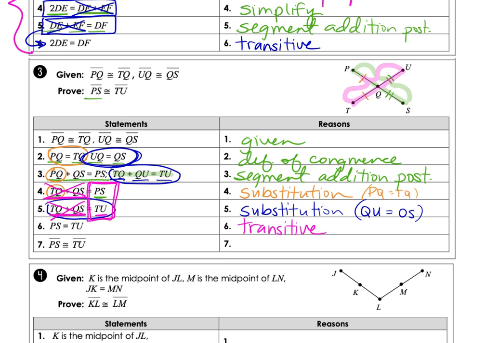What's your last step? Definition of congruence. It went from equality to now the exact same thing being congruent. That's definition of congruence. Questions on that? Okay. We're going to stop there for right now.